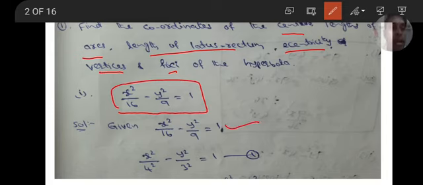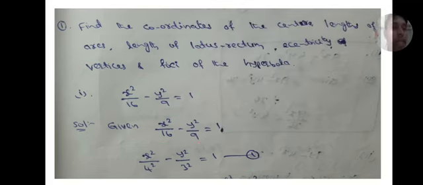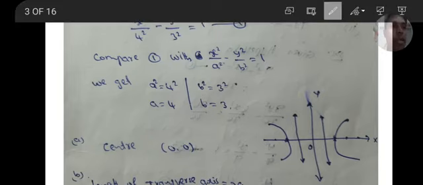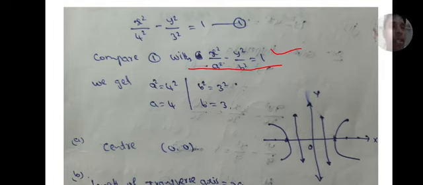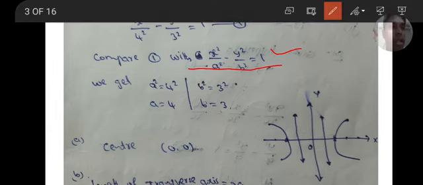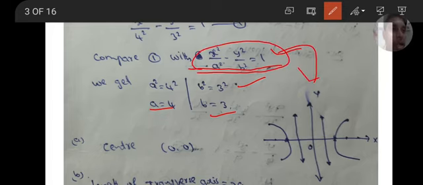So given x square by 16 minus y square by 9 equal to 1, 16 means 4 square, 9 means 3 square. X square by 4 square minus y square by 3 square equal to 1. It is standard form, equation 1. So compare the given equation 1 with the standard form x square by a square minus y square by b square equal to 1. We get a square equal to 4 square, that is a equal to 4, b square equal to 3 square, that is b equal to 3. And x square by a square minus y square by b square means the hyperbola like this one.